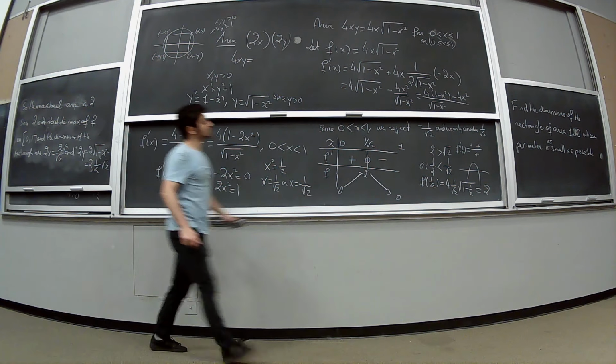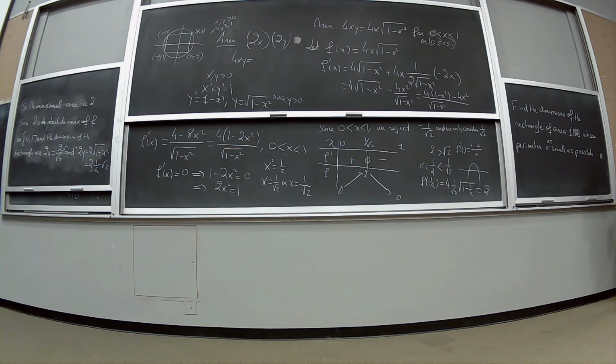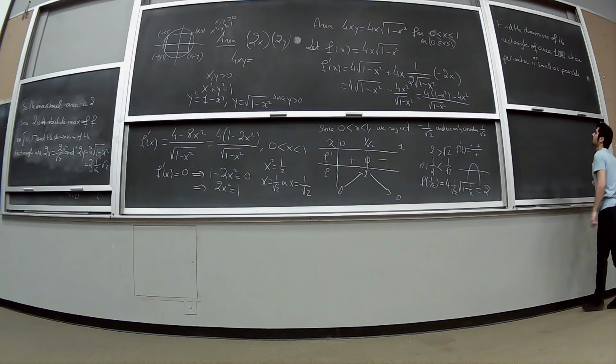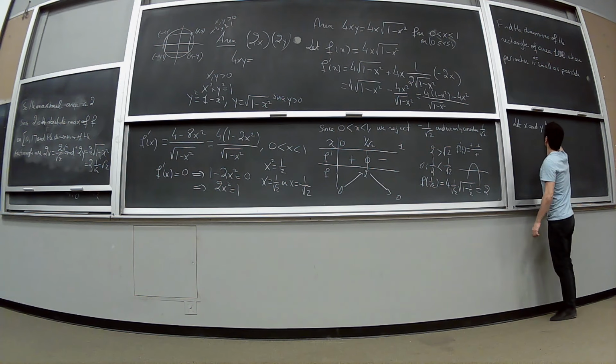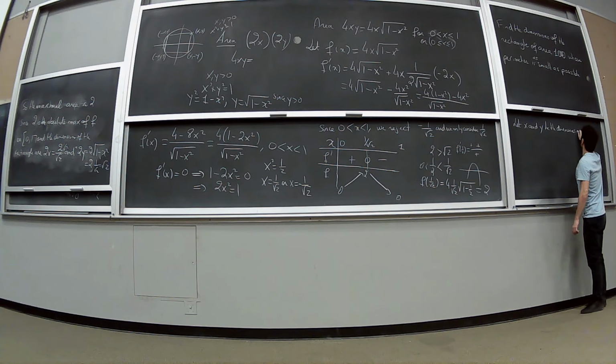Great. Now let's do another one. Find the dimensions of the rectangle of area 100 whose perimeter is as small as possible. So let x and y be the dimensions of this rectangle.